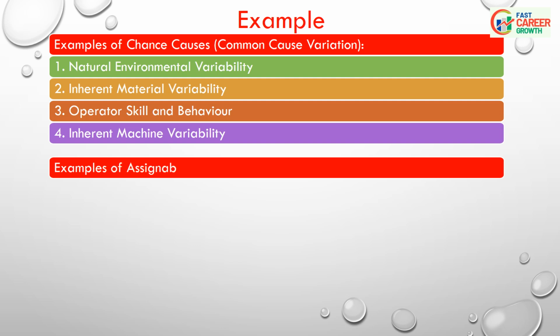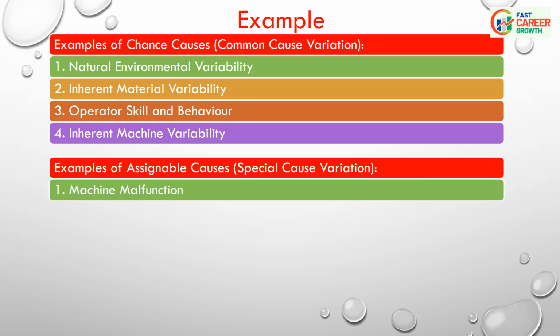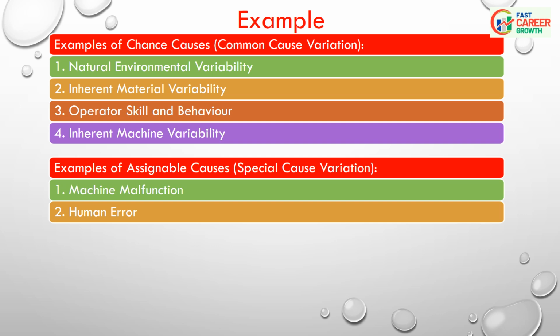Examples of assignable causes or special cause variation may be due to machine malfunction. A machine breaking down, causing a significant disruption in production. A malfunction in an automated assembly line leading to defective products. May be due to human error. A worker making an incorrect setting on a machine. Data entry errors leading to incorrect customer billing.